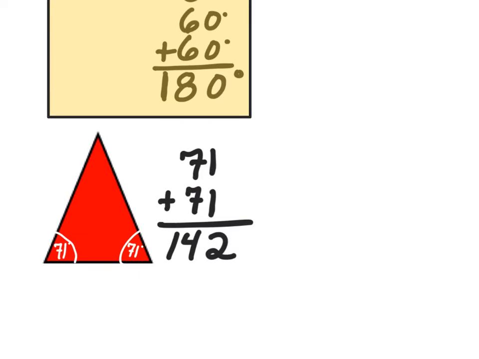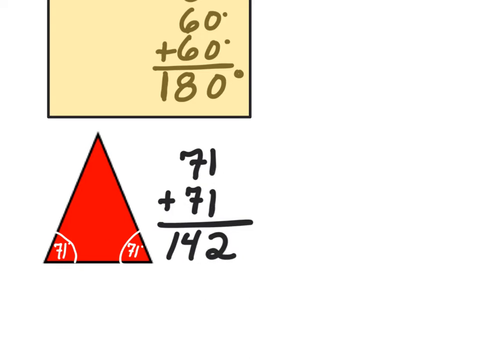Alrighty, the very first step is to take these two angles here and add them together. 71 plus 71 is going to give you 142. 1 plus 1 is 2, and 7 plus 7 is 14. I tried to jump the gun right to the 14 here. Anyway, 71 plus 71 is 142.